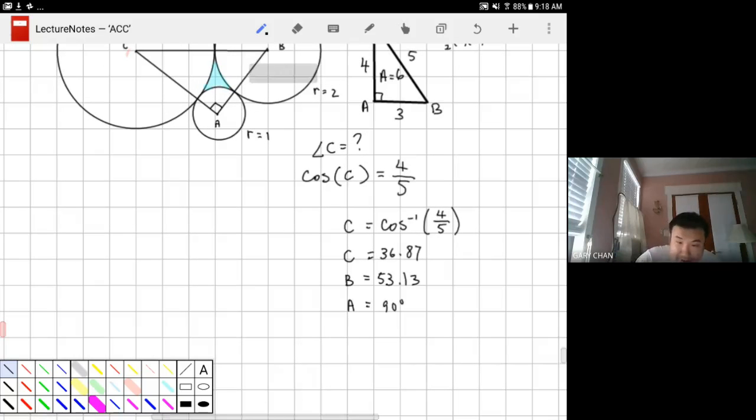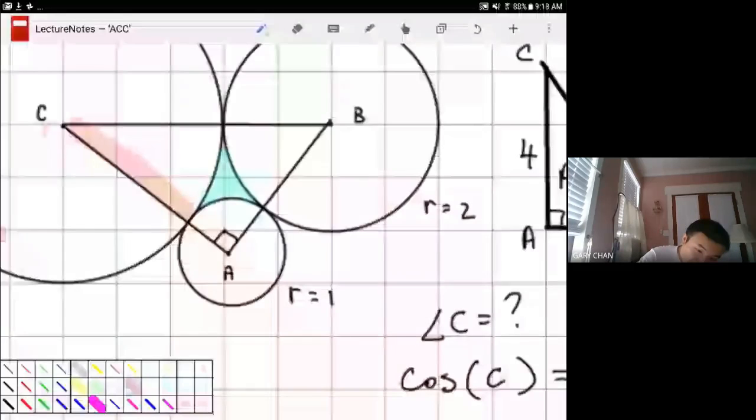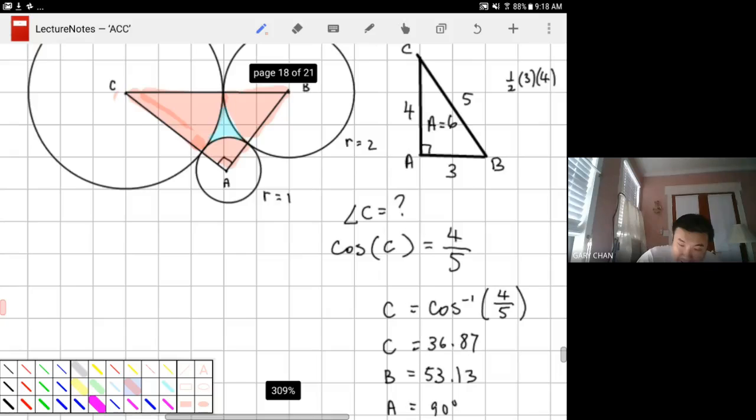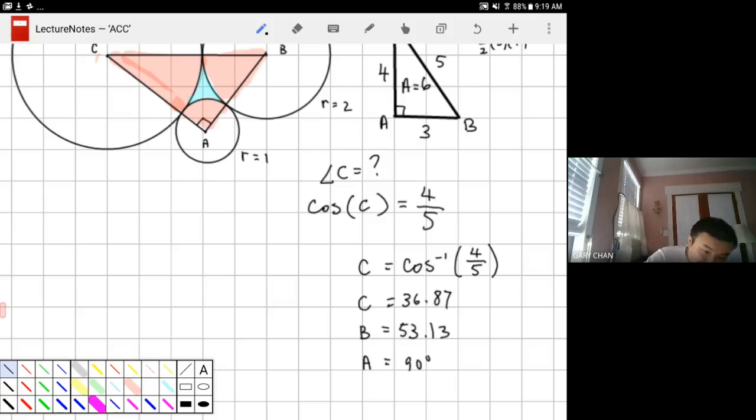So Emmett described a strategy for us a moment ago, and he said, well, if we find out the areas of the sector and then subtract it from the area of the triangle, we will then be left over with that portion that we are trying to look for, right? So how do we find the area of the sector? Let's say for sector C.